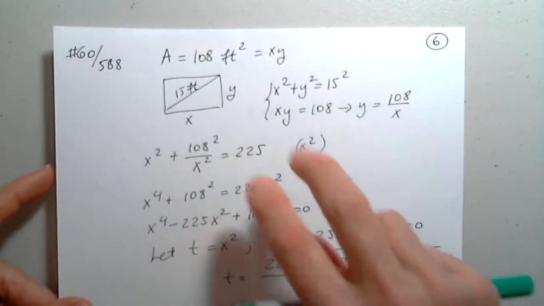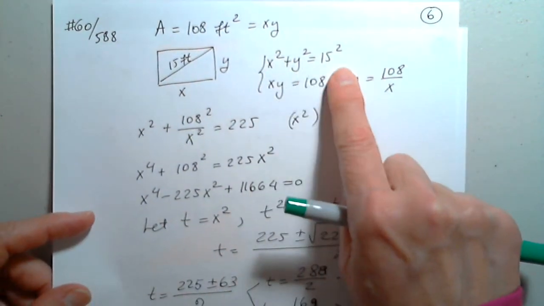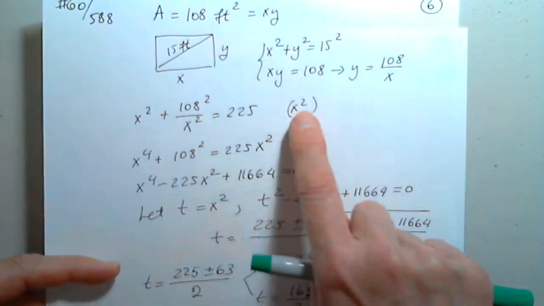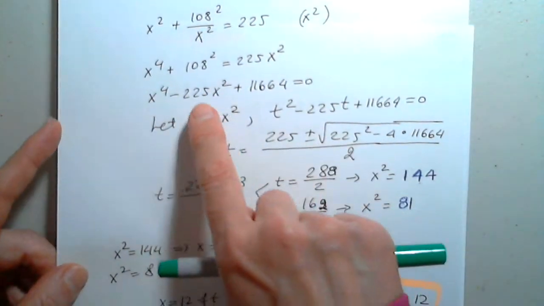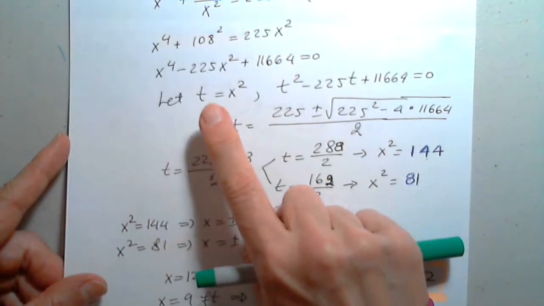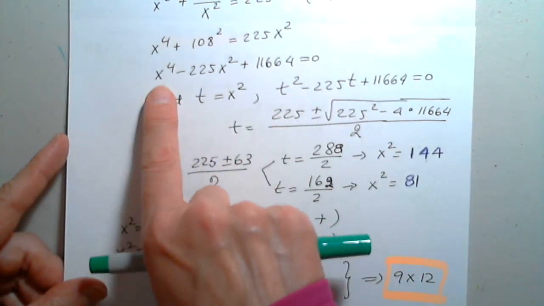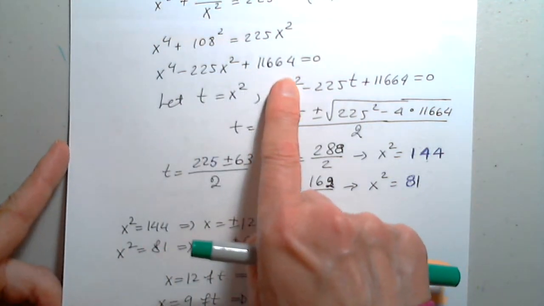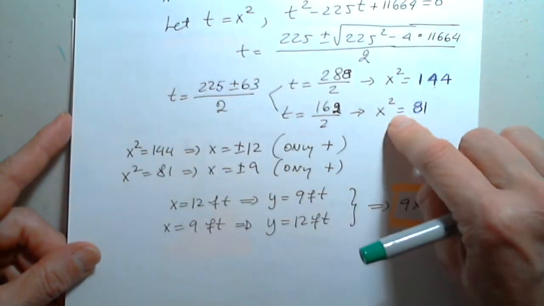Here we're asked to determine the dimensions of the rug, knowing that the diagonal is 15. So we have x squared plus y squared equals 15 squared by Pythagorean theorem, and x times y is 108. I solved by substitution, and I plugged it in the first equation. Multiply both sides. As we did in chapter 2, I use the substitution, and I replaced x squared by t, so this is t squared minus 225t plus 11,664. I used the quadratic formula, and I got 144 and 81 for x squared.